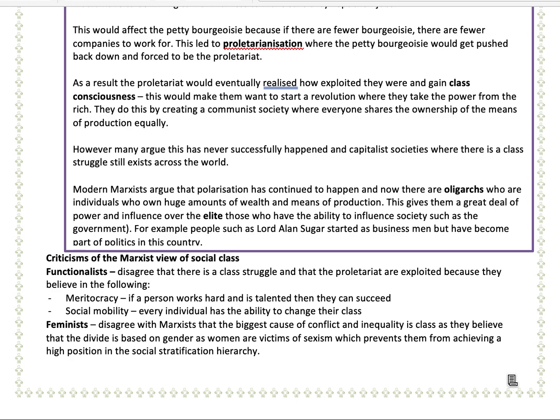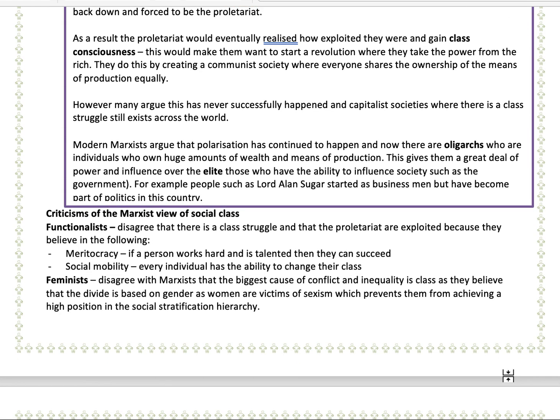Criticisms of the Marxist view: functionalists disagree with this concept. They believe in meritocracy, they believe in social mobility, they believe that the top roles in our society have been allocated based on hard work and talent, rather than inheritance and ascribed status. Feminists obviously see the main conflict in our society as being between men and women rather than the proletariat and the bourgeoisie. So they disagree about what the main issue of inequality is.